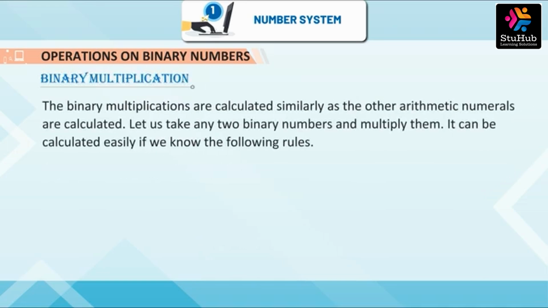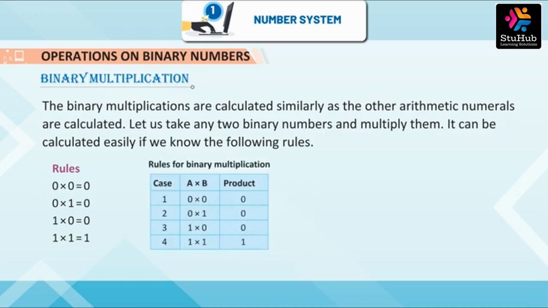Binary multiplication. The binary multiplications are calculated similarly as the other arithmetic numerals are calculated. Let us take any two binary numbers and multiply them. It can be calculated easily if we know the following rules. Rules: 0 multiplied by 0 is equal to 0. 0 multiplied by 1 is equal to 0. 1 multiplied by 0 is equal to 0. 1 multiplied by 1 is equal to 1.